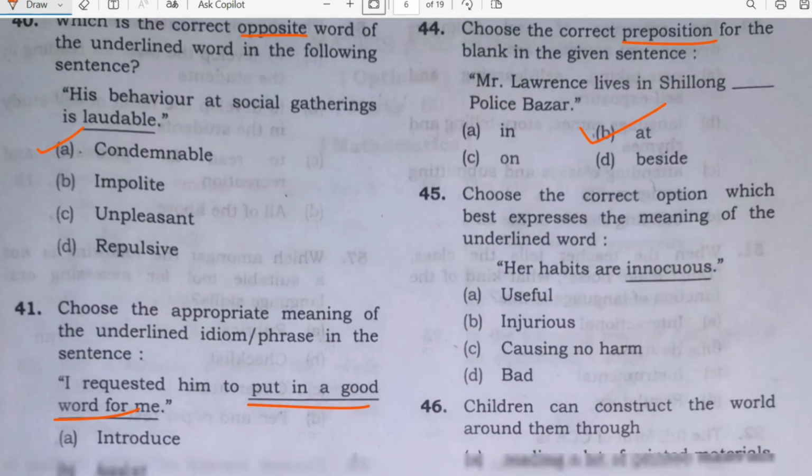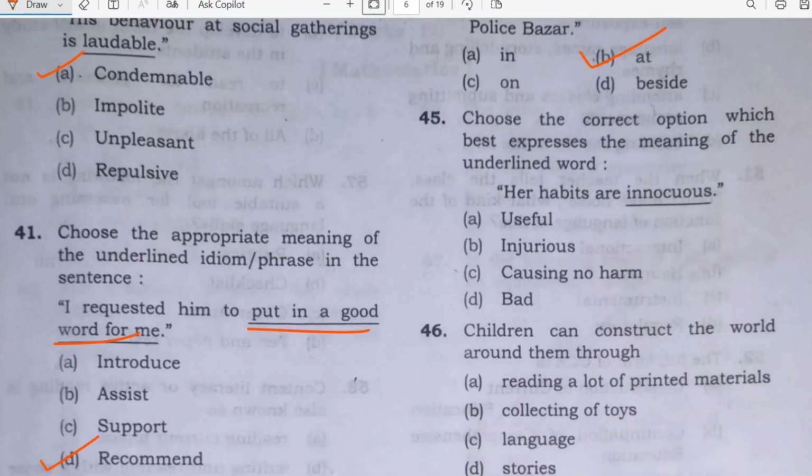Now let's come to the next question. Choose the correct option which best expresses the meaning of the underlined word. Her habits are innocuous. Means useful. You have to know the meaning of this. Choose the correct option which best expresses the meaning of the underlined word. So innocuous meaning. Does it mean useful, injurious, causing no harm, or bad?